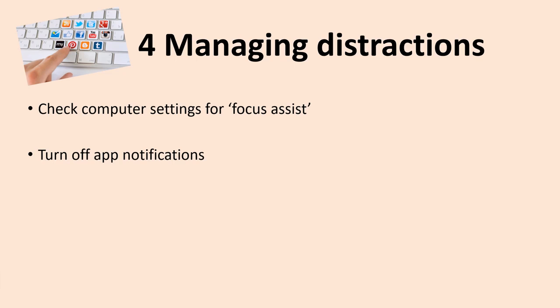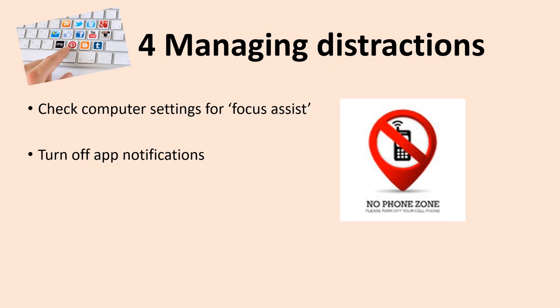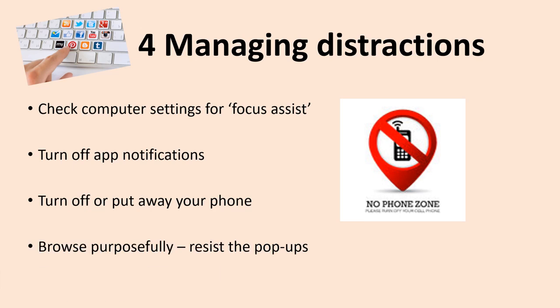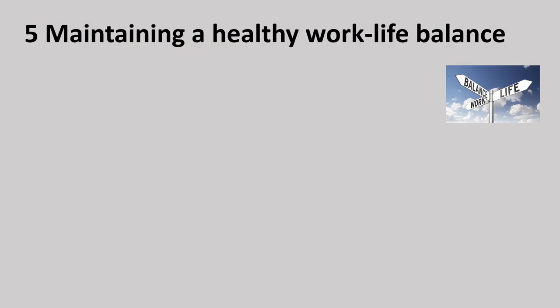Many apps to help you focus can either block or limit access to certain distracting websites, or even limit the number of windows you can have open at one time. So consider installing one of these on your computer. Turn off or put away your phone. If you need to check it, do that as infrequently as possible. And browse purposefully. If you have to search the net for school-related information, resist the temptation to follow those pop-ups and links that appear to lead you away from your goals.